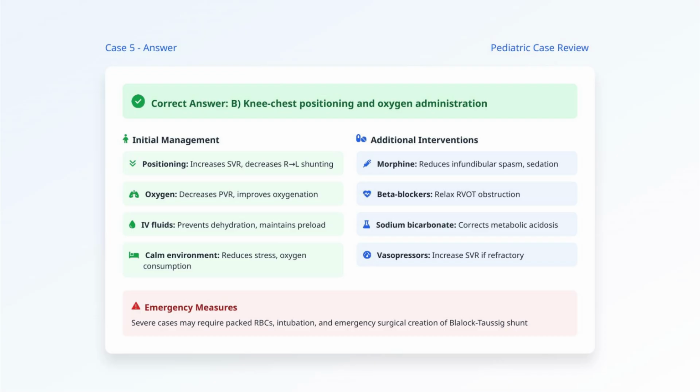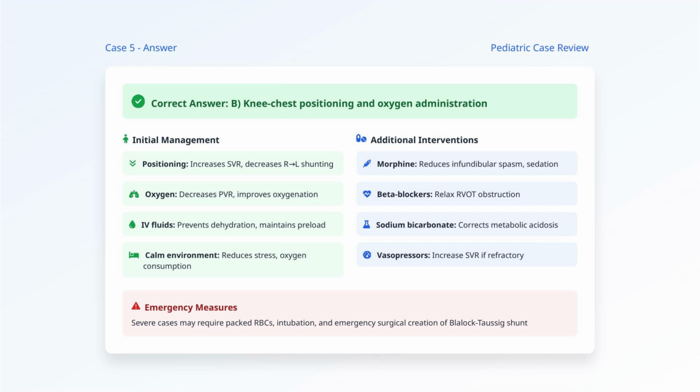The initial management step for a hypercyanotic spell is knee-chest positioning and oxygen administration. This positioning increases systemic vascular resistance, which decreases right-to-left shunting across the VSD and improves pulmonary blood flow. Supplemental oxygen helps decrease pulmonary vascular resistance and provides symptomatic relief. Additional management steps include intravenous fluid administration to ensure adequate hydration, morphine to reduce infundibular spasm and provide sedation, beta blockers like propranolol to relax right ventricular outflow tract obstruction, and sodium bicarbonate to correct metabolic acidosis.